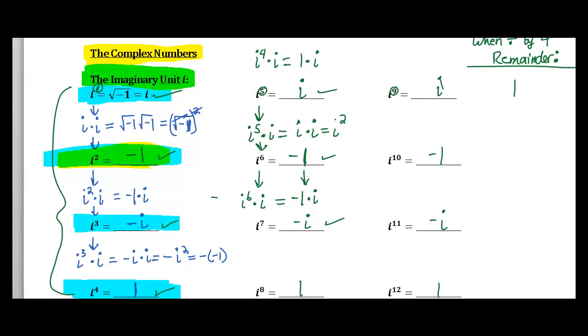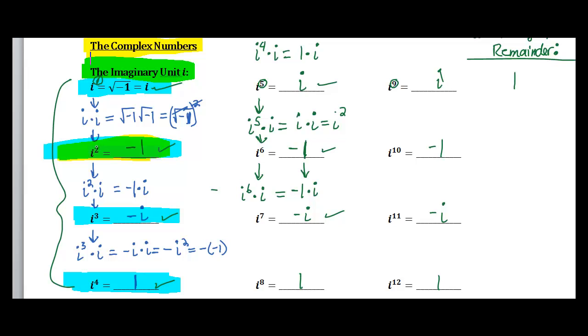All right? When I go to this 2 here, i squared is negative 1. If I divide 6 by 4, I get a remainder of 2. Okay? If I divide 10 by 4, I get a remainder of 2. So anytime I look at an exponent and it has a remainder of 2 when I divide it by 4, my solution is going to be negative 1. All right?